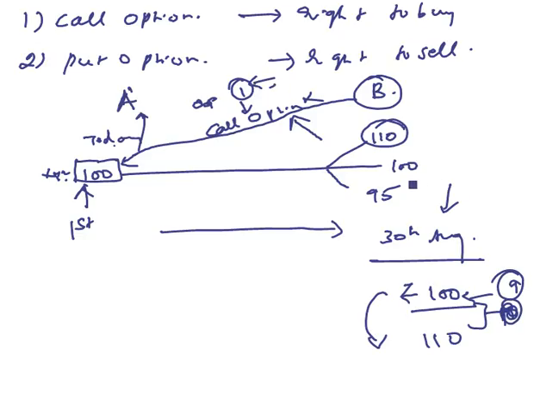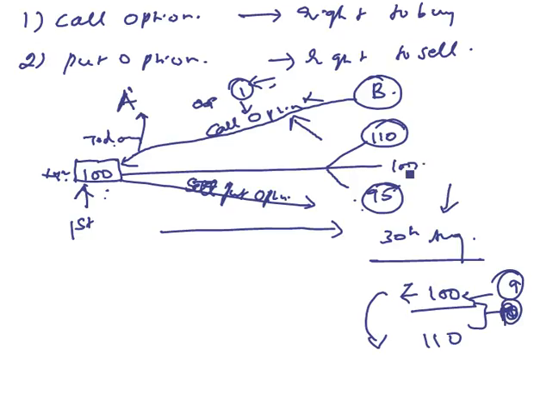This is scenario 1. Scenario 2 is the one where it happens as per A's thinking. Now A has a right to sell. On the 1st August, A has entered into a sell option, which is the put option. He has a right to sell this asset at 95 rupees on 30th August.